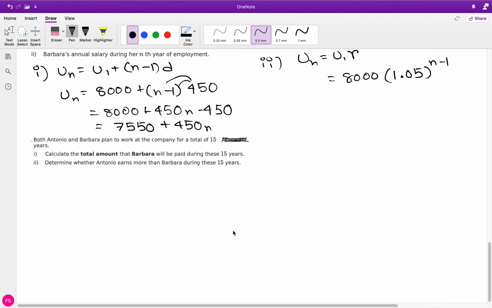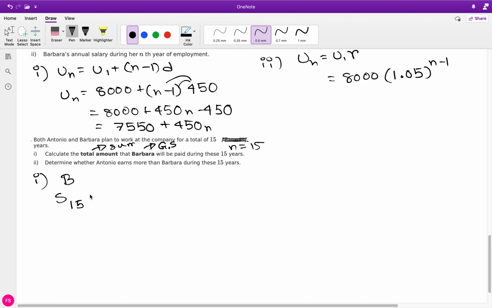Okay, last part. So for this, in total, they're going to work in this company for a total of 15 years. Calculate the total amount. Total means sum. It will be paid during these 15 years. That means the n is 15. Let me calculate the total amount for Barbara. For B, the sum of the first 15 terms. Sorry, for Barbara, it's not an arithmetic series. Barbara is a geometric series. My bad.